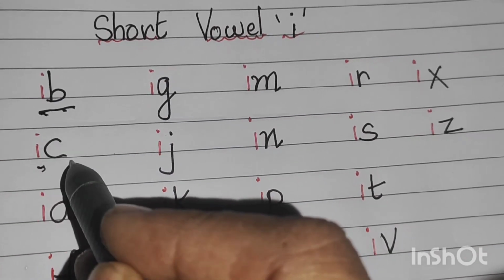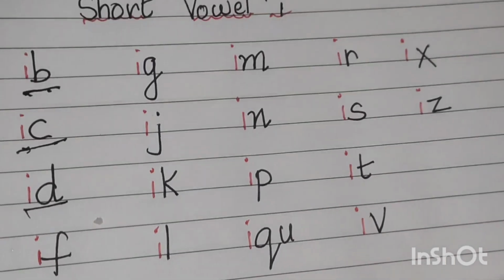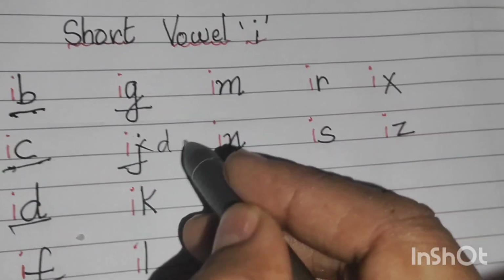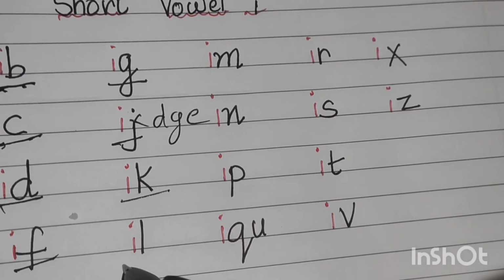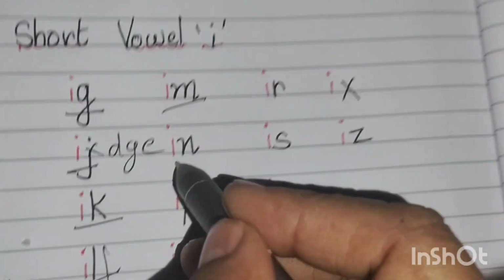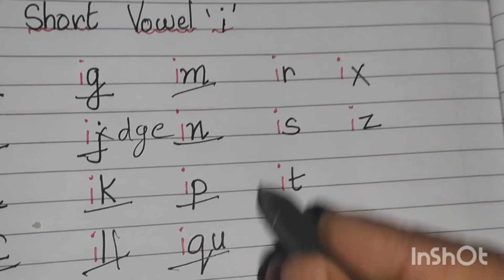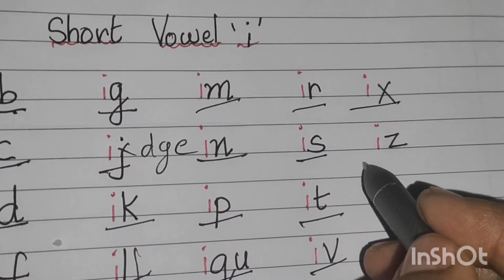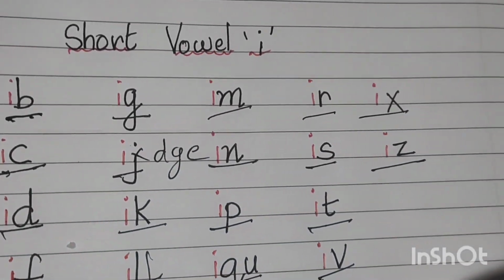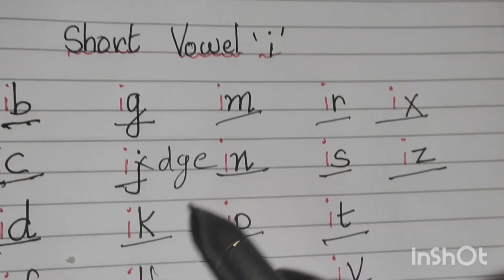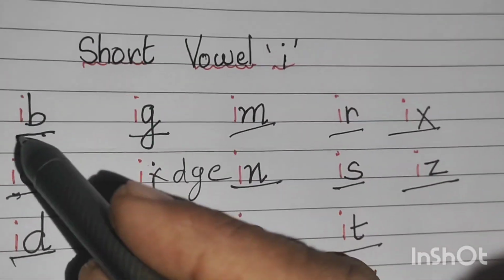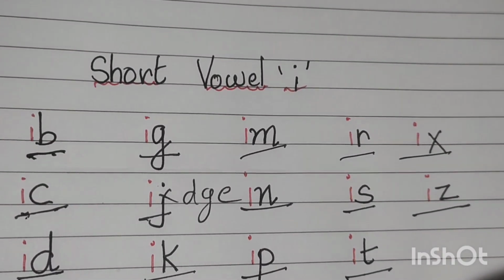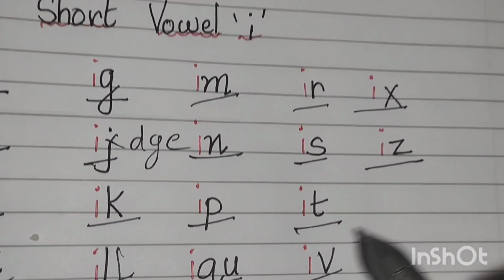Ib, ik, id, if, ig. You don't find ij, instead we use dge. Ij, ik, il, im, in, ip, ik, is, it, iv, ix, is. Get thorough with these lists. This will be very useful for reading words. This short vowel sound you find in the beginning of a syllable or at the end of a syllable. So get thorough with the list.